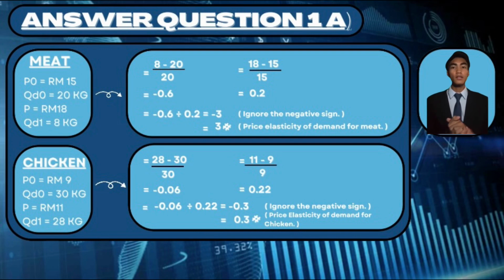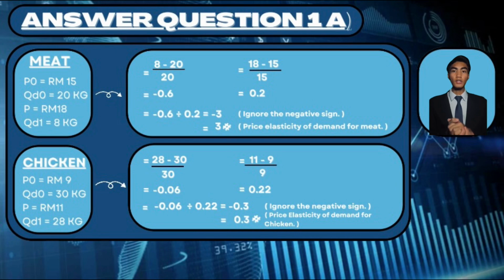Next is 18, the new price of meat, minus 15, the old price of meat, and divide it by 15. So the answer should be 0.2. The last step I should do is 0.6 divided by 0.2. So the final answer will be negative 3.